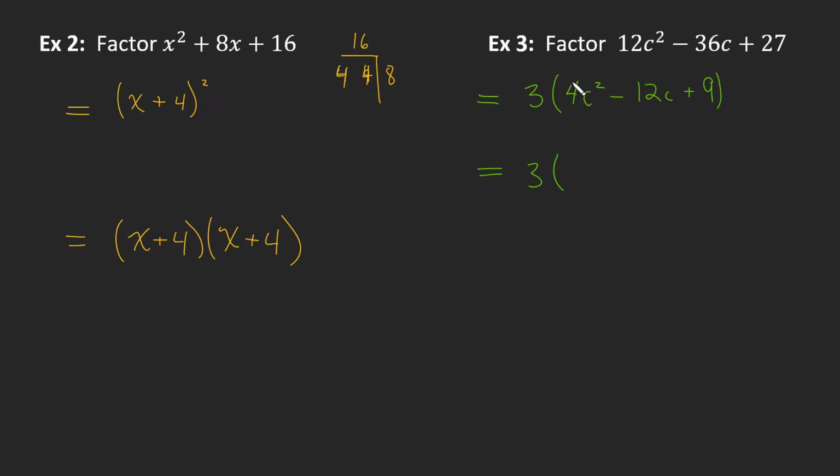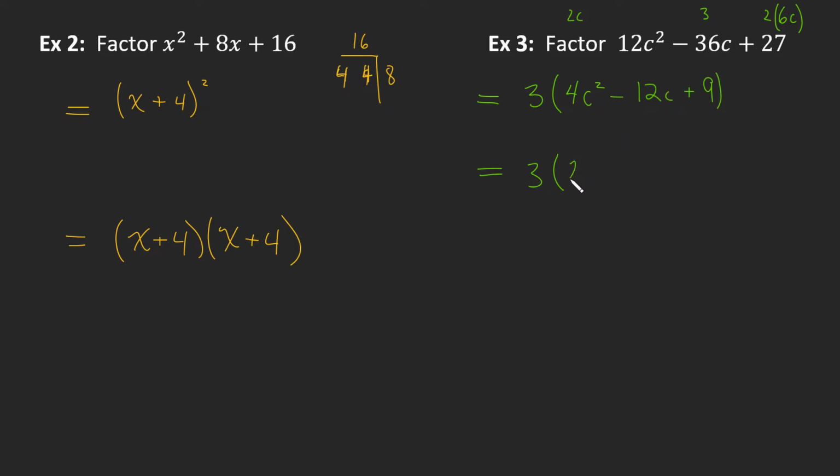Square root the first one, so that's 2c. I'm just going to put that up here, 2c. Square root the last one, so that's 3. Okay. If I multiply these, I get 6c. If I double that, do I get 12? Yes, I do. I get 12c. So again, square root the first, square root the last, multiply and double, you should get the middle term. And if you do, then that means it's a perfect square trinomial, and you can use the shortcut.